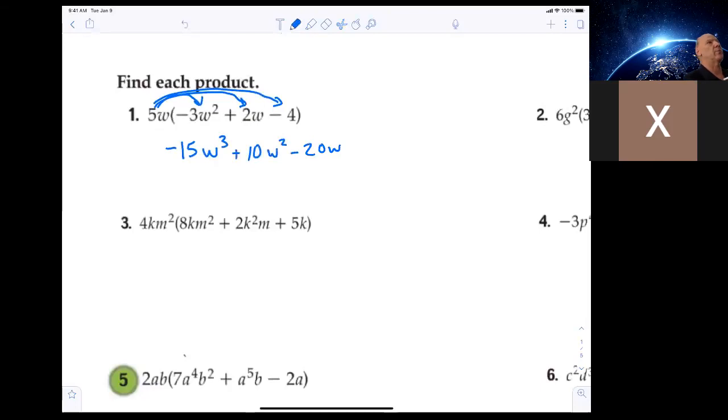Everybody take a look at that now and make sure you're good. I just distributed a 5W. Remember, when you multiply, you add exponents. When you multiply, you add exponents. Where did the second power come from for the 10? 1 plus 1 is 2.